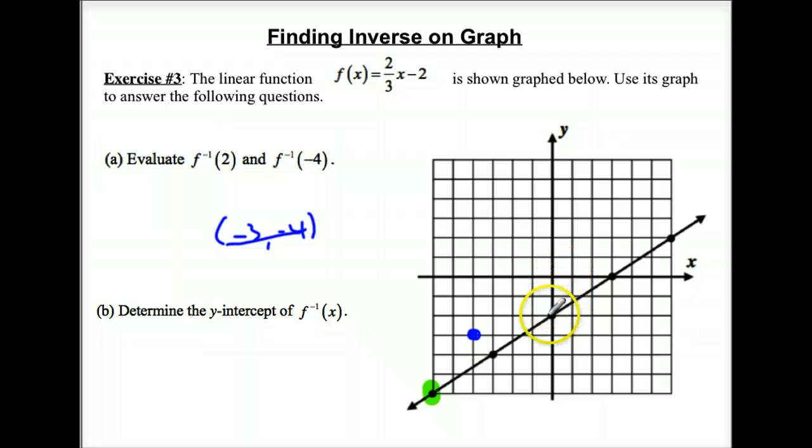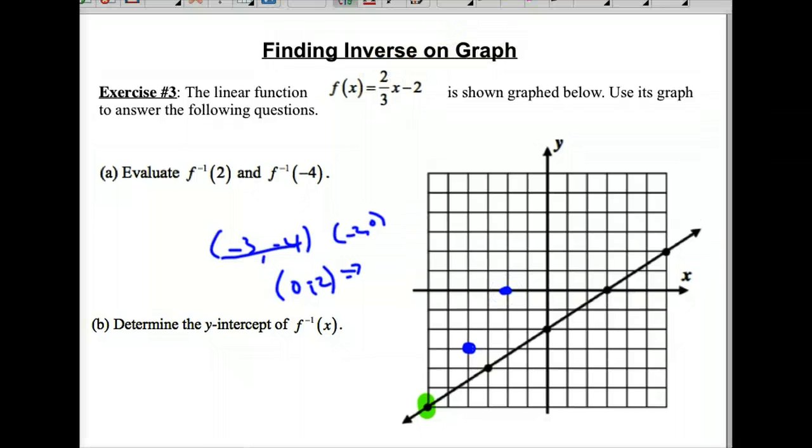This point is at (0, -2). So it's (0, -2). The inverse will be switch. Oh, this is negative 2, sorry. So when this is switched, this is going to become (-2, 0), which will be, this is negative 1, negative 2, 0 right here. Once I'm done with that part of it, we're going to continue and work with my other point. So let's take this away.